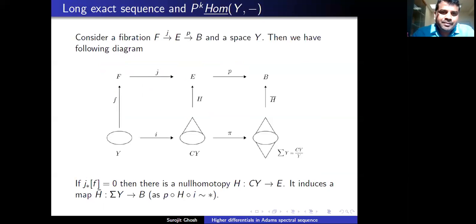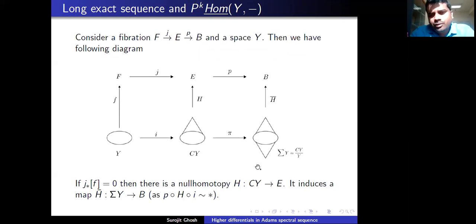So let me say a motivation for this. We just want to take a simple tower of fibration, like you have one fibration, and if you have a space Y such that this composition, this vertical then horizontal composition, F and G, is 0, then we know that this 0 means it is null homotopic, so it factors through the cone. So null homotopy gives you a map from here to the total space E, and since this zigzag composition is 0, it will induce a map on the suspension.